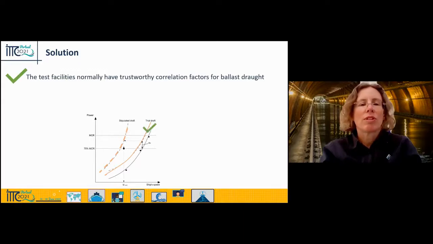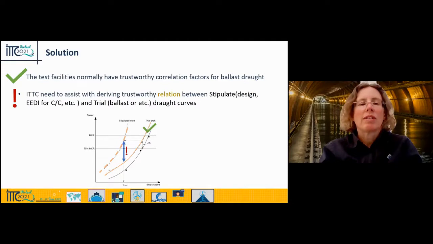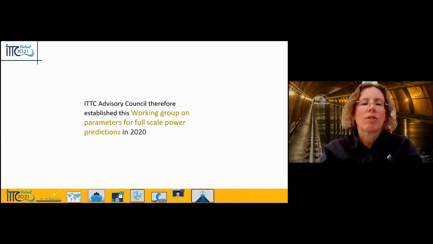The solution to this: we know that at ballast draft, the test facilities have trustworthy correlation factors. So that's not a problem. But what ITTC needs to assist with is to derive a trustworthy relation between the deep draft and trial draft. So that's the relation between these two drafts that ITTC needs to assist with. Therefore, the ITTC Advisory Council established this working group on parameters for full-scale power prediction in 2020.